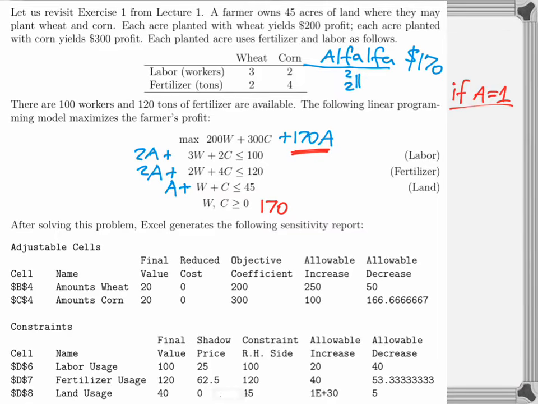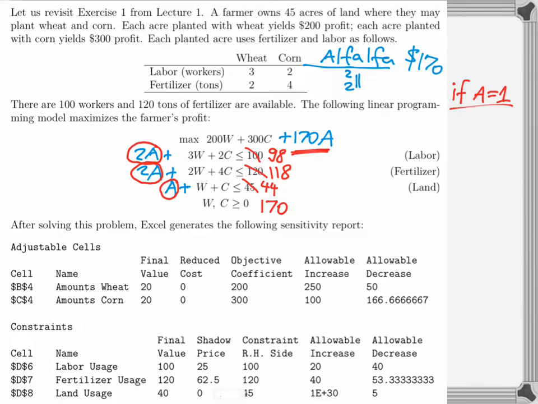If the alfalfa variable equals 1, it's equivalent to saying, well, I ate up 2 workers. So the wheat and corn now only have 98 workers for them. It's also equivalent to saying I consume 2 tons of fertilizer because I'm doing 1 alfalfa. So wheat and corn now only have 118 tons of fertilizer for themselves. And because I consumed 1 acre with my alfalfa, wheat and corn now only have 44 acres for themselves, which means they can do less than what they were doing before. And this is the bad side of alfalfa.